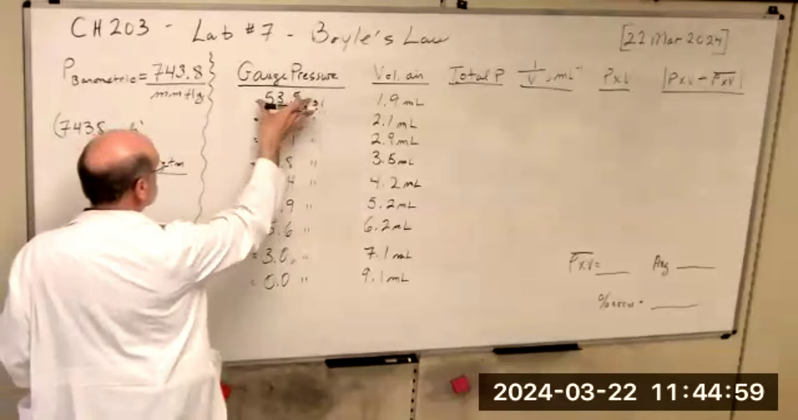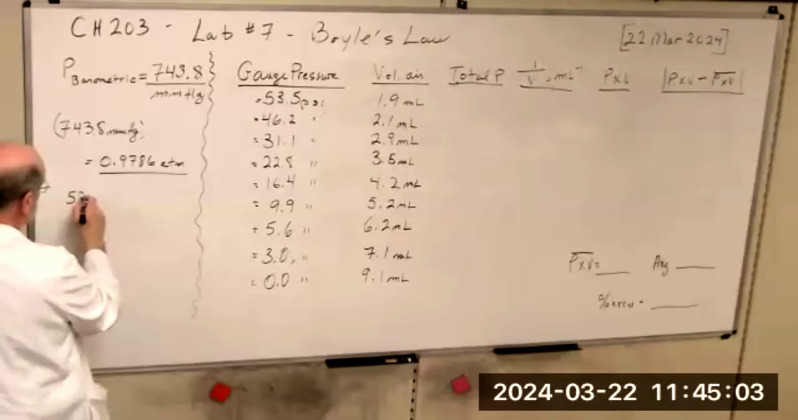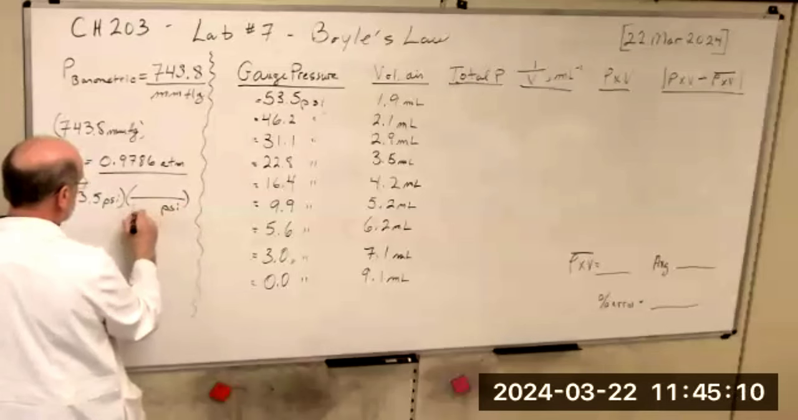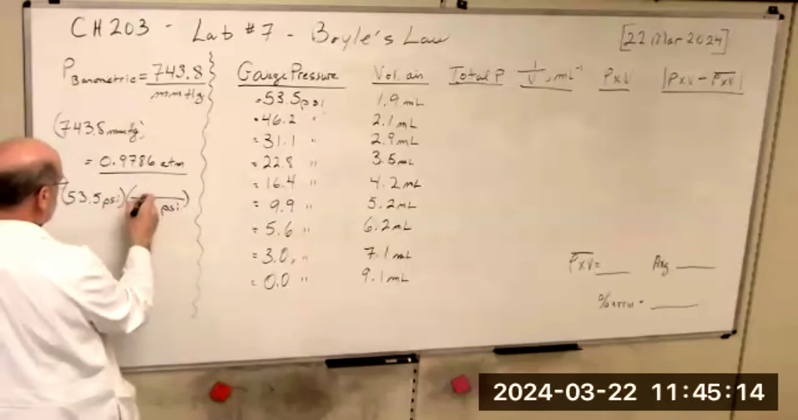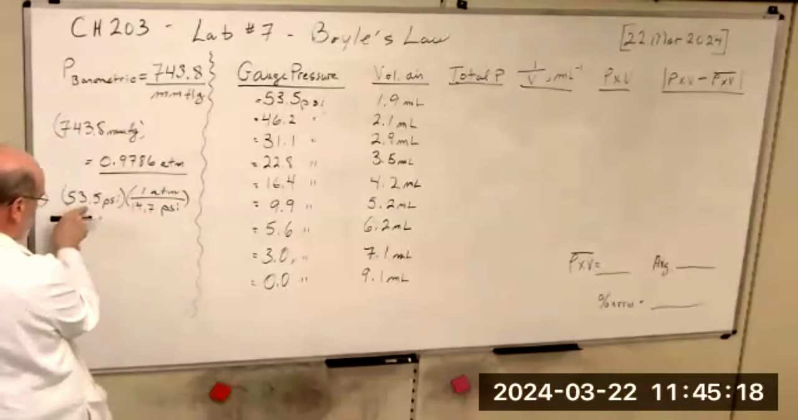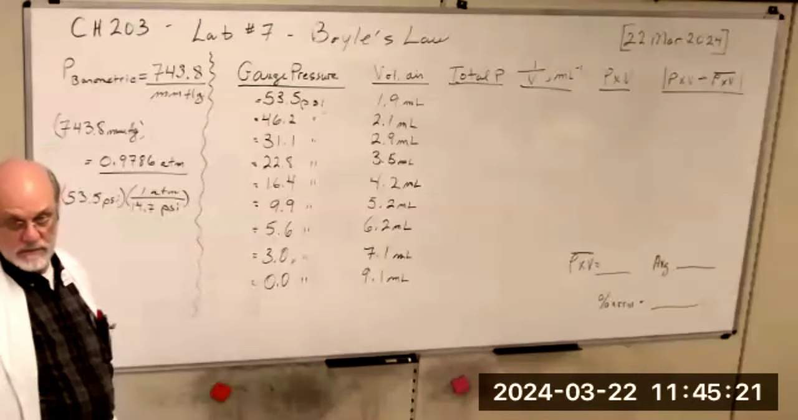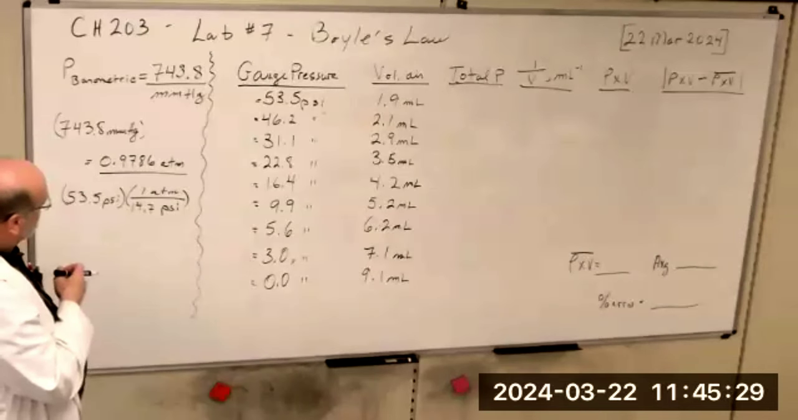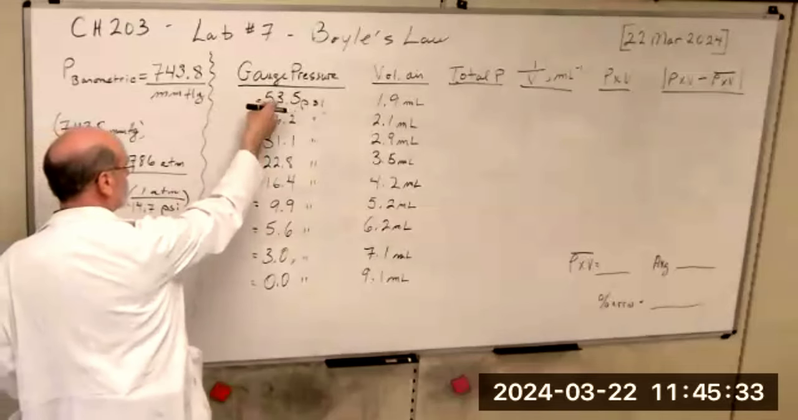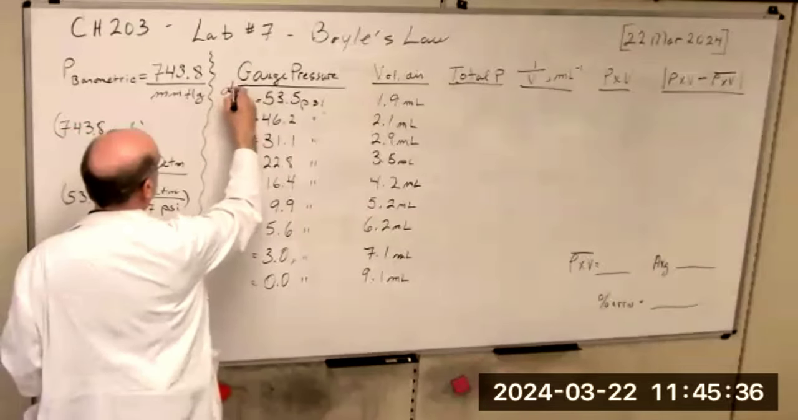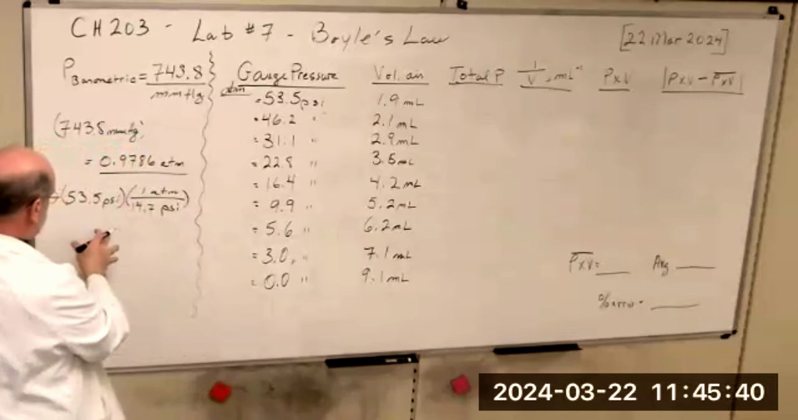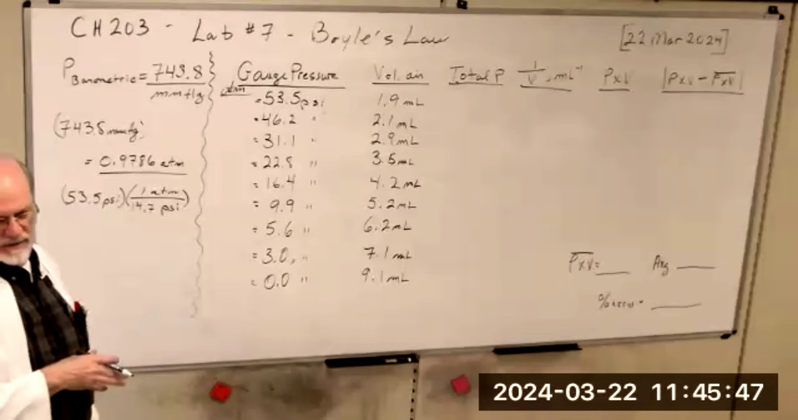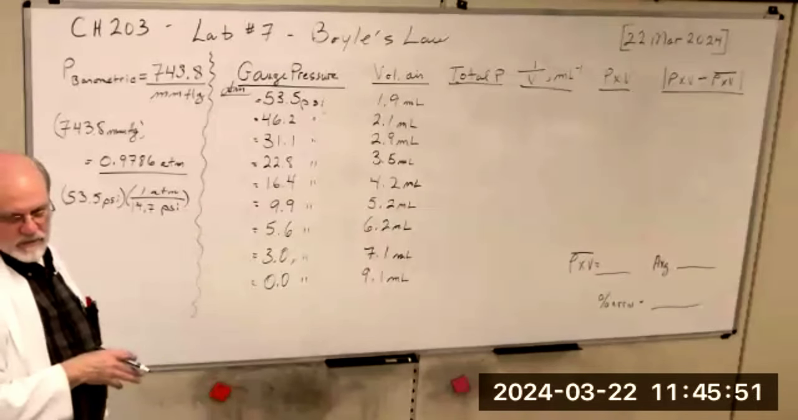This is simply the conversion of PSI to atmospheres. So you would take, for instance, 53.5 PSI and use your conversion factor, 14.7, which is one atmosphere. So 14.7 divided into 53.5 will be your gauge pressure in atmospheres. So we divide this into each one of those, which gives you a new number in atmospheres. So would the first one be 0.2747? No, if you divide 50 by 14, it's going to be greater than one. You probably divided them backwards.